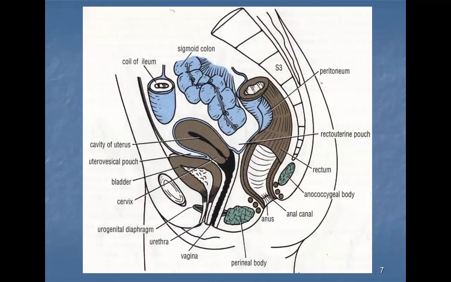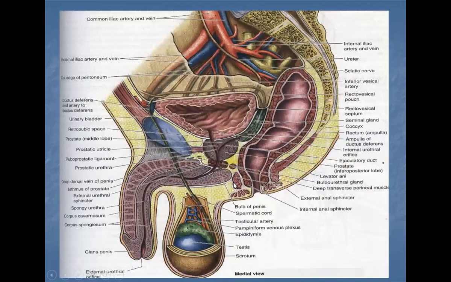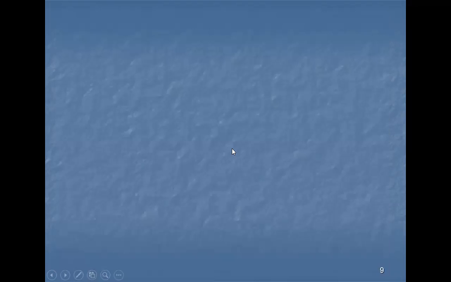So this is in case of female: upper two-thirds, the rectouterine pouch or pouch of Douglas, and in the lower part, the posterior wall of the vagina. In case of male, in the upper two-thirds, this is the rectovesical pouch filled with the small intestine, sigmoid colon and the ileum. Then in the lower one-third, it will be related to the base of the bladder, then the seminal vesicles as well as the prostate.